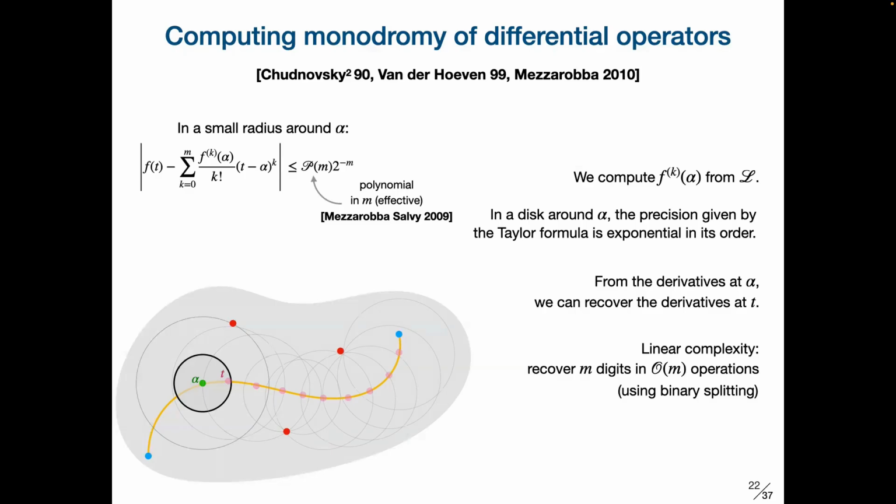And this method is also nice because it has linear complexity in the number of digits that you obtain. So if you want to double the number of digits that you have, you only have to double the amount of time that you spend, which is much better than, for example, Monte Carlo methods, where if you want to obtain one more digit, you have to more than double the number of sample points that you take.